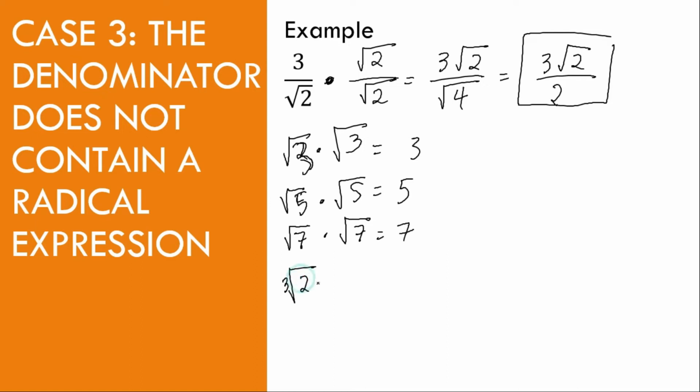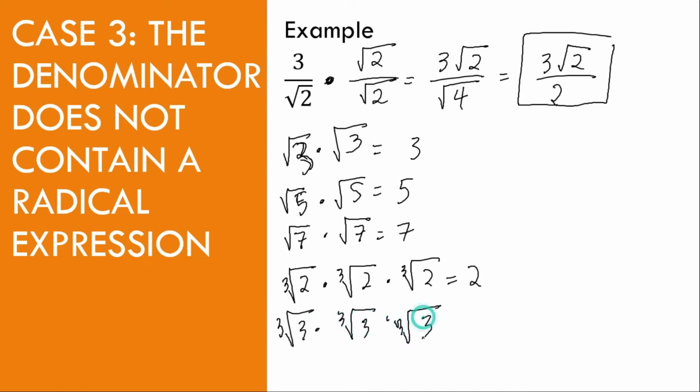Paano naman, sir, kapag cube root? Cube root of 2 times cube root of 2, magiging 2 ba yan? Hindi. Kasi nga cube root, dapat tatlo din yung imumultiply nyo. So, cube root of 2 times cube root of 2 times cube root of 2, that is equal to 2. Cube root of 3 times cube root of 3 times cube root of 3, equal naman yan sa 3. So, ganun yung ideya niyan.